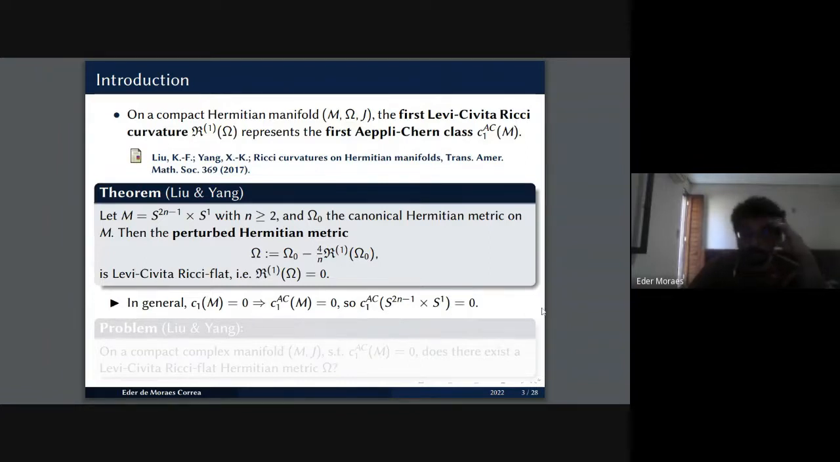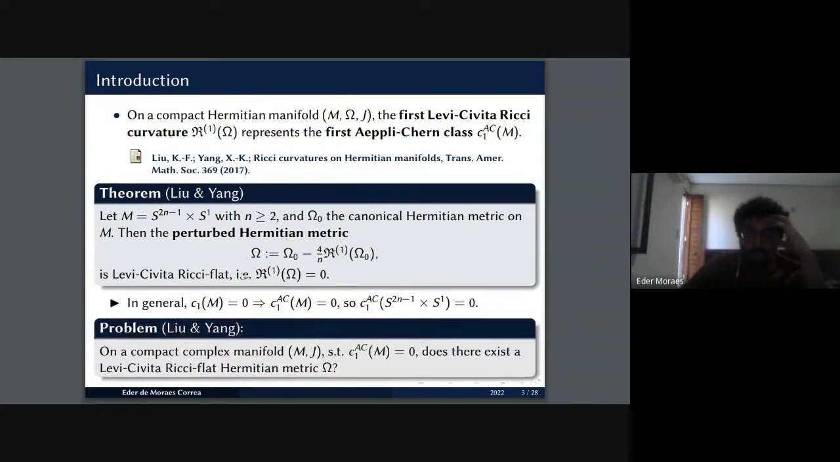And from these facts and this result, they proposed this problem, which is about the existence of Levi-Civita Ricci-flat metrics on Hermitian manifolds for which the first Aeppli-Chern class vanishes. So the problem is about the existence of this type of metric. In this talk, I will try to solve this problem, or at least give an idea of how to solve it, for a particular class of manifolds, which is the title of the talk.